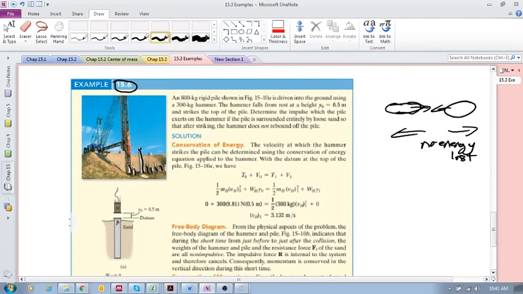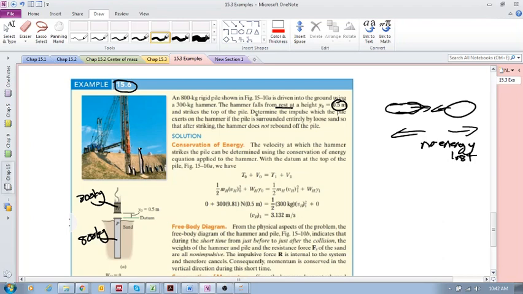So now how are you going to drive this pile, this massive concrete peg, into the sand? Well, you're going to drop a hammer. So this pile, in this problem, is 800 kilograms. This hammer is 300 kilograms. All right? So the pile is driven into the ground using the hammer. The hammer falls from rest at a height of 0.5 meters, okay, half a meter, and strikes the top of the pile.